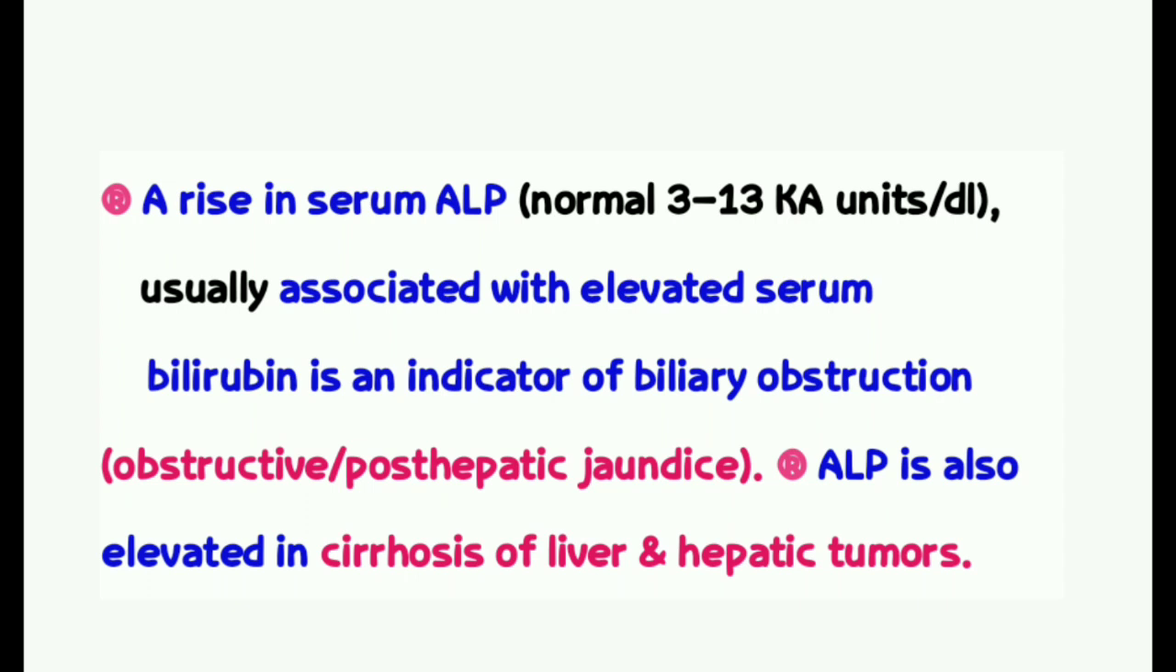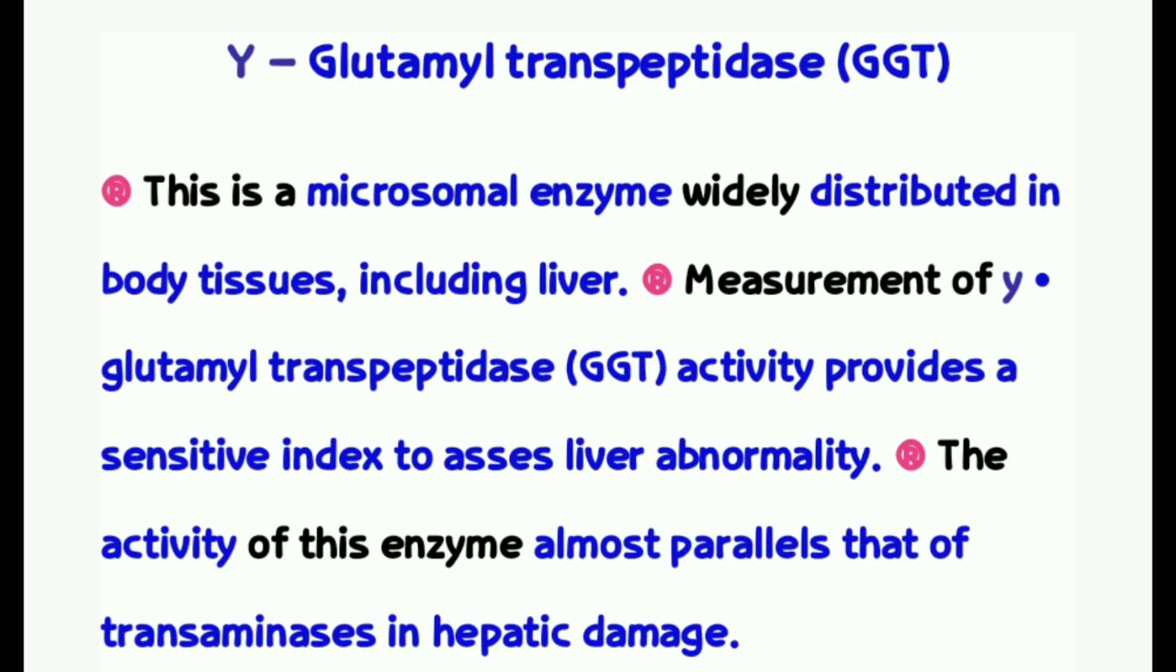A rise in serum ALP, normally associated with elevated serum bilirubin, is an indicator of biliary obstruction, obstructive post-hepatic jaundice. ALP is also elevated in cirrhosis of the liver and hepatic tumors.